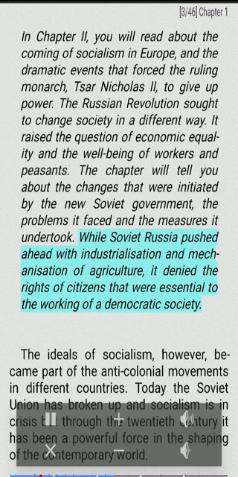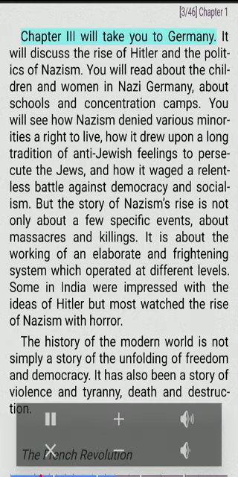While Soviet Russia pushed ahead with industrialization and mechanization of agriculture, it denied the rights of citizens that were essential to the working of a democratic society. The ideals of socialism, however, became part of the anti-colonial movements in different countries. Today the Soviet Union has broken up and socialism is in crisis, but through the 20th century it has been a powerful force in the shaping of the contemporary world.